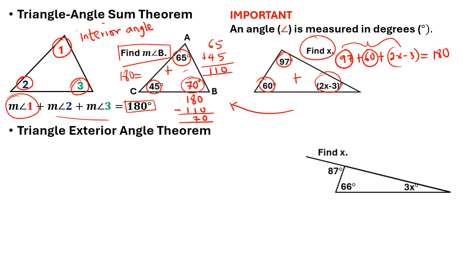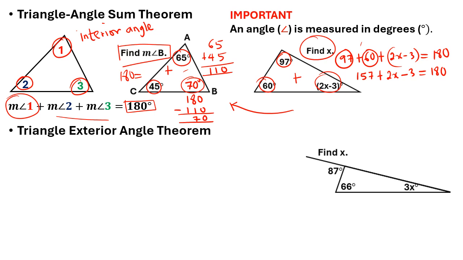All right, so we are going to add the integers and combine like terms. 97 plus 60 will be 157. And then we have 2x minus 3 still, and now all of that equals 180. So the reason why I would just clear the brackets is because the operation we have between is an addition.